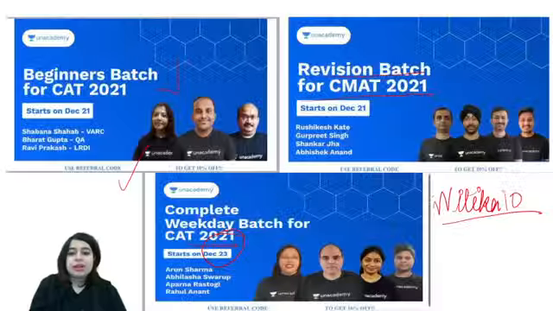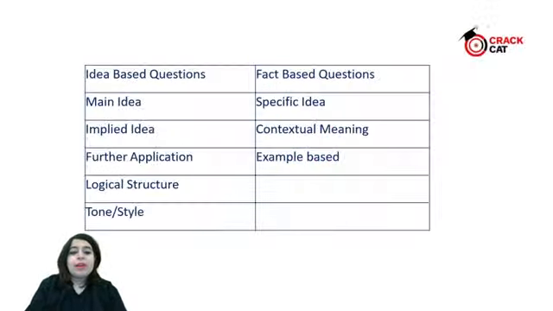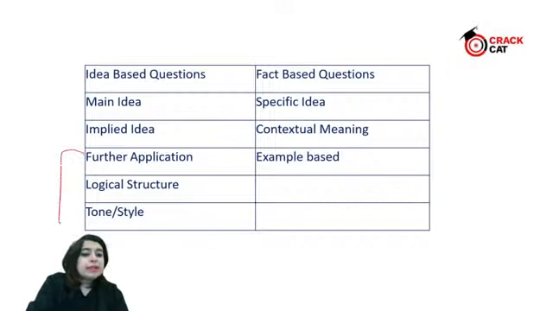So we have already discussed a part of it. For example, we have discussed a few such questions, and we are yet to discuss these three types of questions. The rest we have already discussed. So we have discussed idea based questions, main idea questions, implied idea questions, specific idea, contextual meaning, and example based questions.